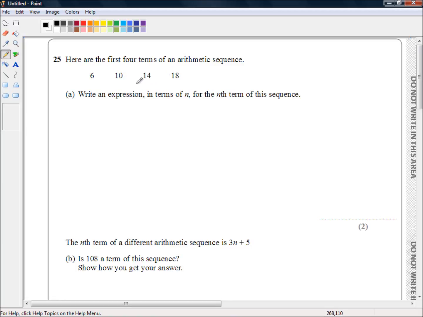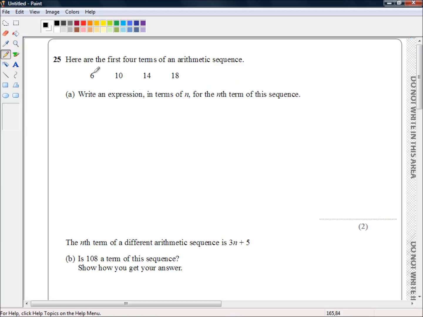This is paper 1MA1/2F. It's the second paper in the foundation tier. It is a calculator paper and we're picking up in question 25. Here are the first four terms of an arithmetic sequence: 6, 10, 14, 18. Write an expression in terms of n for the nth term of this sequence.